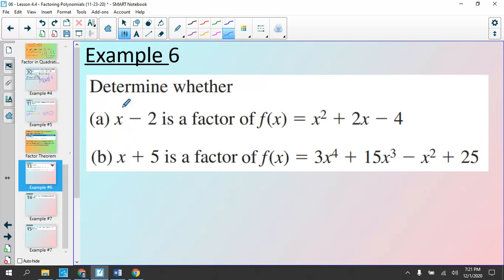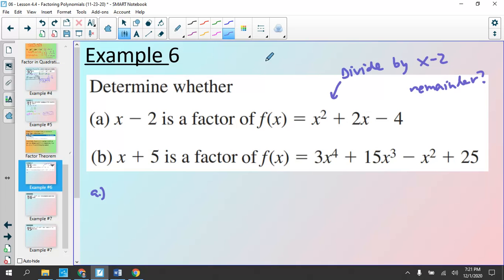Let's do the first one here. For part A, it's asking us, is x minus 2 a factor of this one? So basically what we need to do is divide this by x minus 2 and then see, do we get a remainder? What's the remainder? If the remainder is 0, then we would say, yep, this has to be a factor because it went in there evenly. If you get a remainder, you say, no, it's not a factor. It didn't go in there evenly.